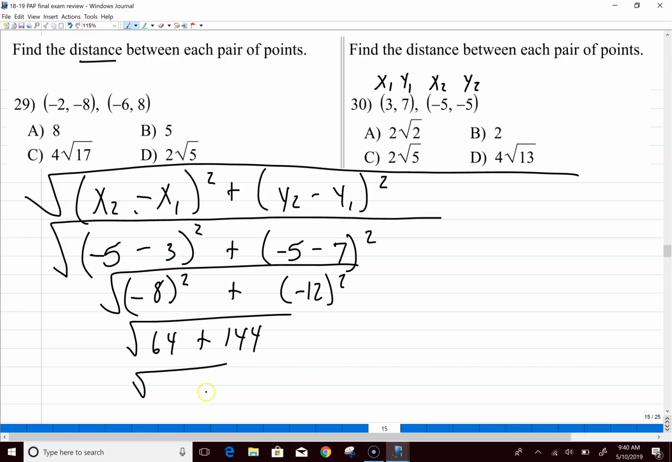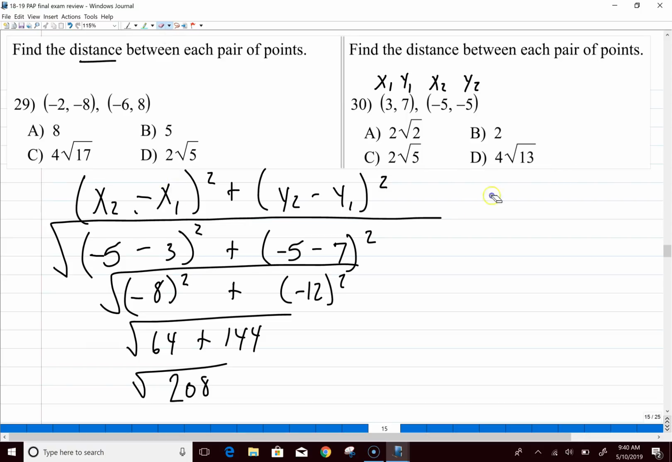And you get the square root. That's 208. But the 208 gives you a decimal, which sucks, but I like it. So let me erase all this real quick.